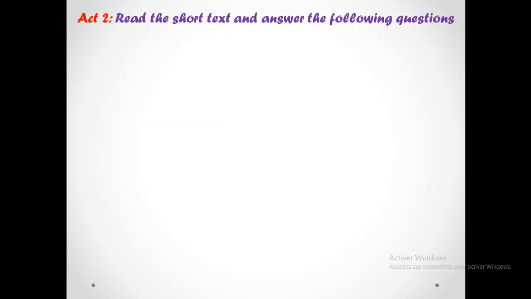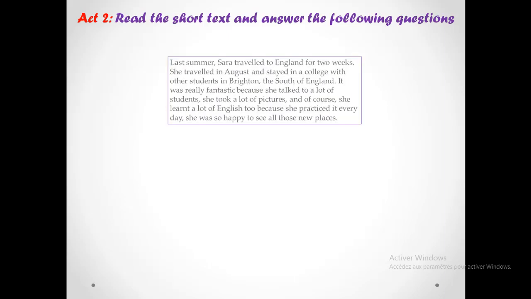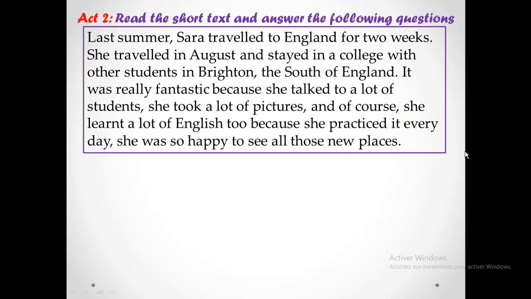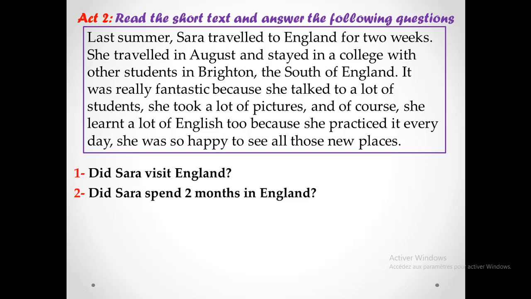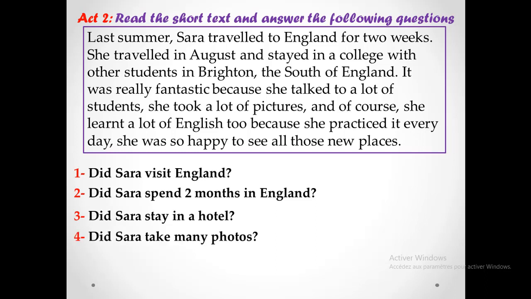Activity 2. Read the short text and answer the following question. So you are going to read this short text and you answer the questions. Question 1. Did Sarah visit England? Did Sarah spend 2 months in England? Did Sarah stay in a hotel? Did Sarah take many photos? Was Sarah happy? Pause the video, do the activity, and we are going to correct together.